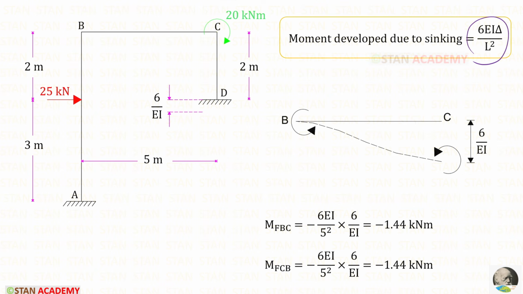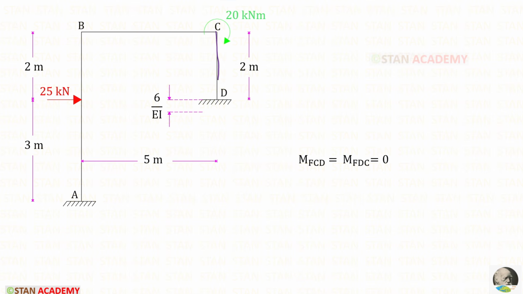In the formula, let us apply the values. Here L is 5, so it is 5 square, and delta is 6 upon EI. We can eliminate EI, thereby getting minus 1.44 kN for both of the fixed end moments. In the column CD, there is no load, so both of the fixed end moments will be 0.